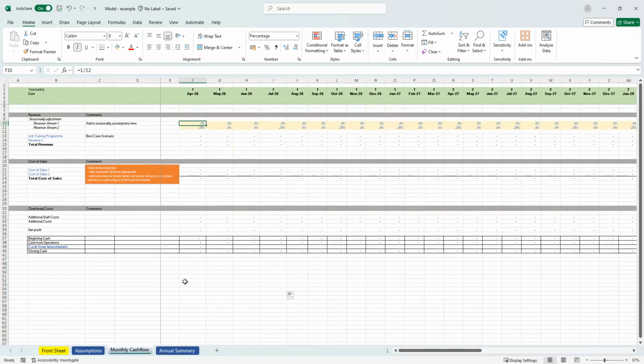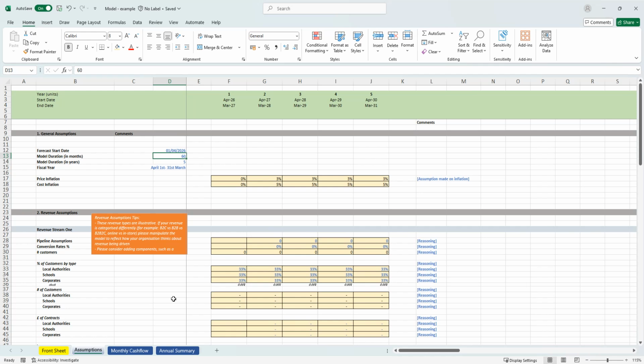The monthly cash flow sheet looks at everything on a monthly basis. And this is really important when it comes to cash flow to make sure that you are not going to run out of cash. Where we're going to spend most of our time is on the assumptions sheet, because this is the engine that drives the whole model.